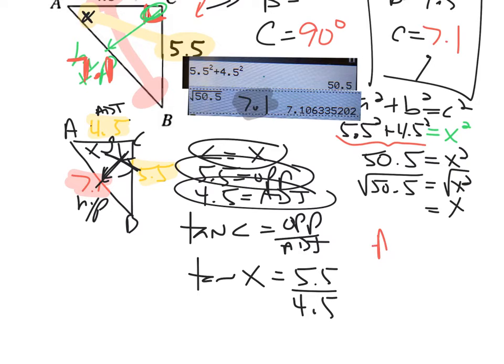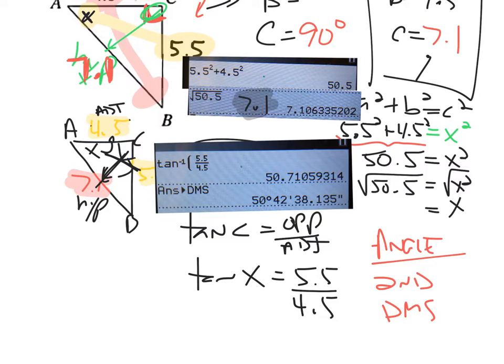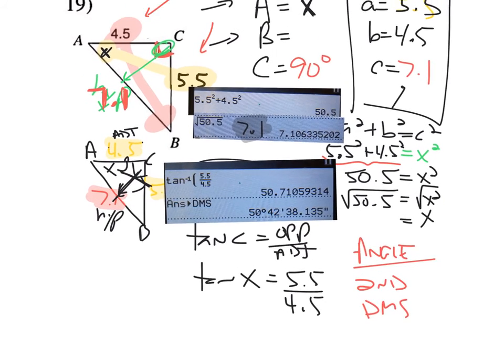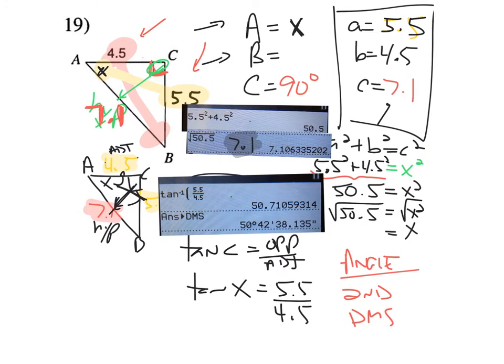And here, since I'm finding an angle, the two things you have to remember is to press the second button first, and then to DMS your answer. So it looks like angle A is going to turn out to be 50 degrees, and then I look at my seconds. Here my seconds are bigger than 30, so that's going to kick that up by 1. So here angle A is going to be 50 degrees, 43 minutes.